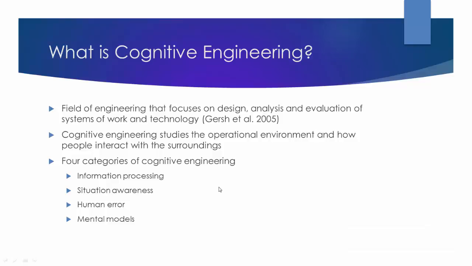I would first like to start off by asking, what is cognitive engineering? Well, it's a field of engineering that focuses on the design, analysis, and evaluation of systems of work and technology. And this is specifically important in manufacturing environments, and also workplace environments such as offices, where people operate and interact with their surroundings. And within this presentation we'll be going through 4 subcategories of cognitive engineering. They are information processing, situation awareness, human error, and also mental models.